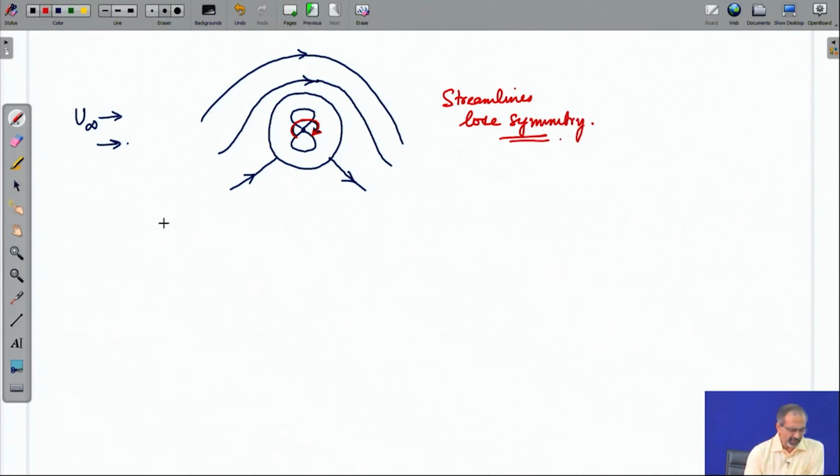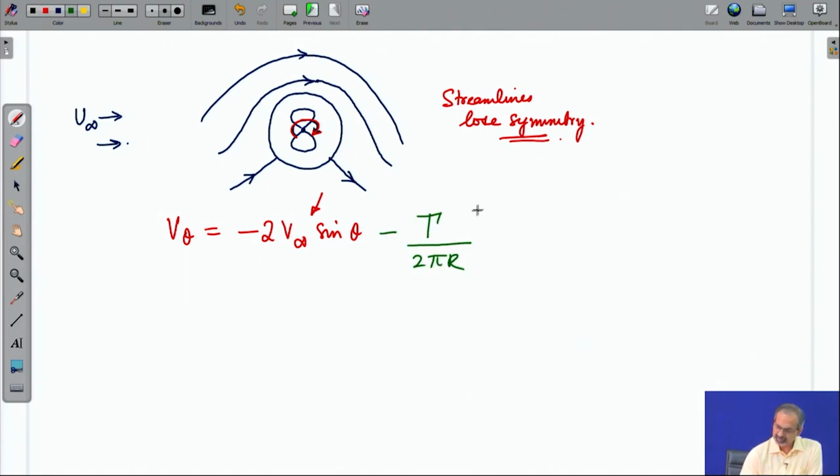Now, if you were to look at the V theta now, the earlier V theta, which was purely due to the doublet and uniform flow combination, it was this, and now you have an additional component which is by virtue of the point vortex. So, this is the effect of the point vortex on V theta. What will be the effect on Cp? So, Cp is 1 minus V by V infinity whole square.